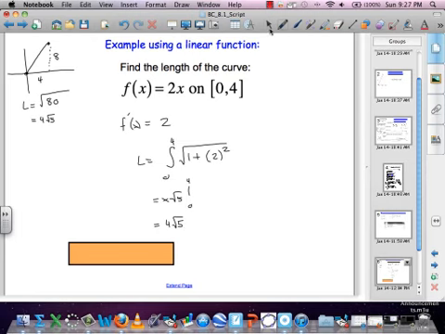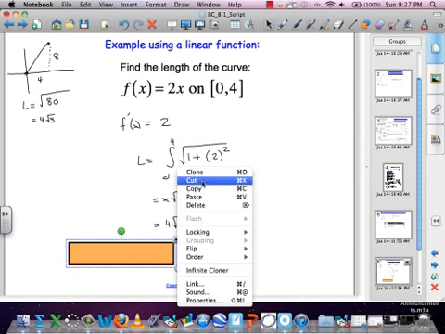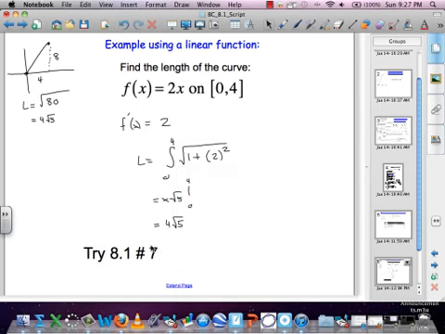Now, the next one, or the problem we're going to have you do for your entrance ticket, is not a linear function, but go ahead and give it a try. 8.1, number 7. Try to apply the formula to that specific curve and that specific interval. Pause the video and then come on back for another example.